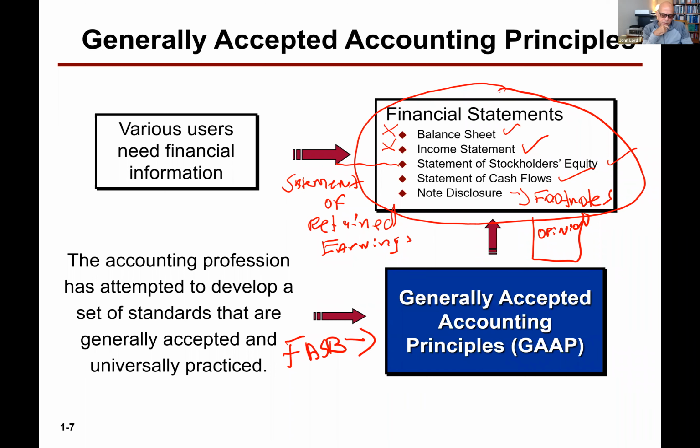Okay. Now, sometimes students will say to me, well, which of these statements is the most important? And that's like trying to ask an accountant to choose amongst their children. All of these statements have their own set of information that is key to making those investment and credit decisions. Having said that, I don't know that the statement of stockholders' equity is maybe as important as the balance sheet, income statement, and statement of cash flows, okay? But all of these statements are important for making those investment and credit decisions.